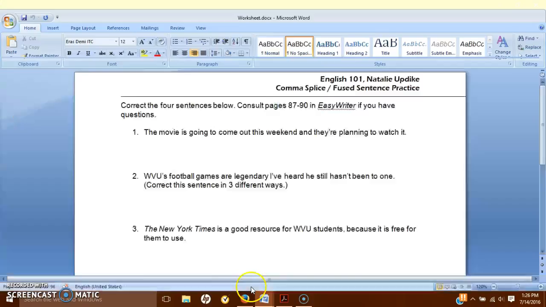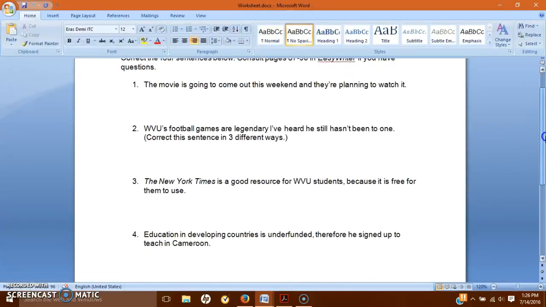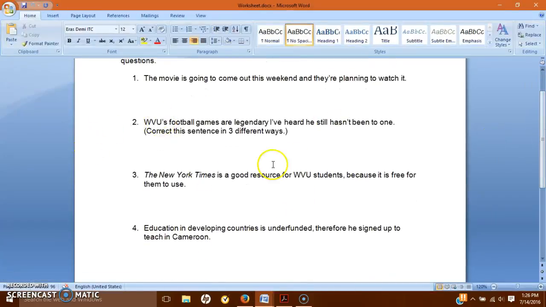I have a few sentences here, and we'll only do like 1 or 2 because we need to move on to passive and active voice. So let's do this one. It's a little tricky. The New York Times is a good resource for WVU students because it is free for them to use. So is this correct? If it's not correct, how could we make it correct?